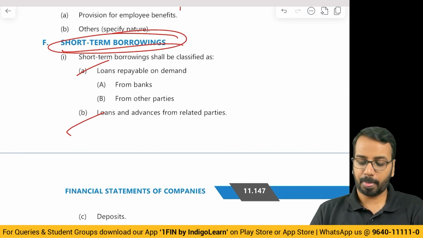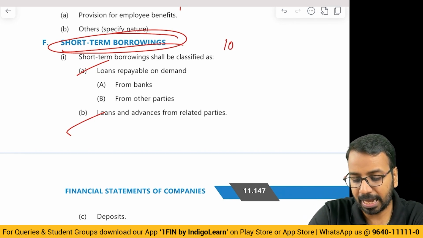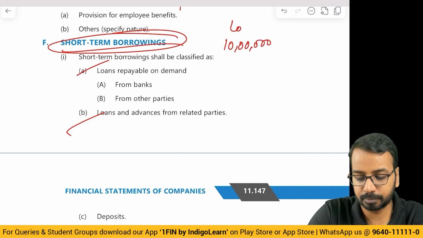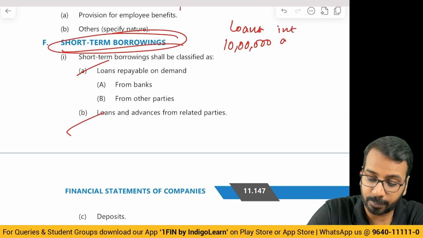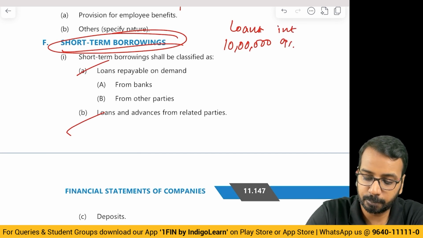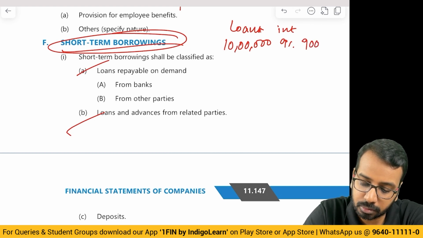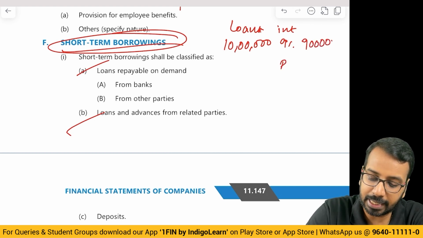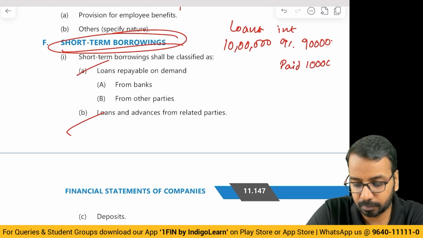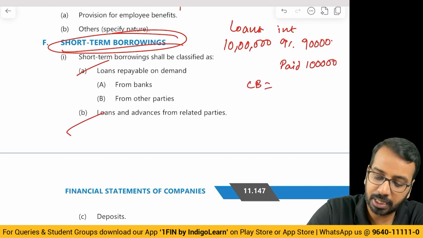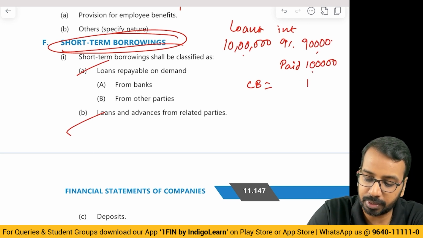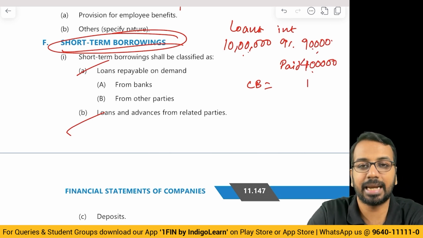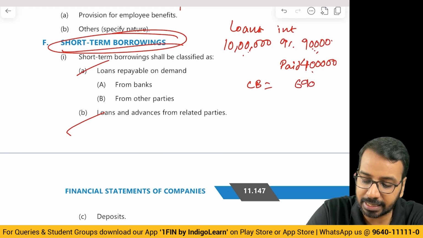Now what is the meaning of this? Okay, generally what happens is, let us say I have 10 lakh of borrowings. On this interest, I have to pay, let us say, 9%. So interest amount is 90,000. Okay, and I have to pay every year 1 lakh. So closing balance will be 10 lakhs plus 90,000. 10 lakh 90,000 minus, I have to pay, let us say, 4 lakhs. It is slightly easy. So it becomes 10 lakh 90,000 minus 4 lakhs, 6 lakhs 90,000.